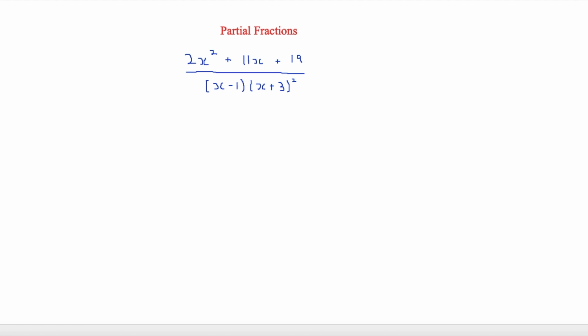So the next question includes something squared in the denominator. This one says 2x squared plus 11x plus 19 over x minus 1 times x plus 3 squared. And this does have a slightly different method, as when we split it up, we're going to split it up into 3 parts. The first part is just going to be A over x minus 1. That's normal. The second part though is going to be B over x plus 3. And then the third part is going to be C over x plus 3 squared.